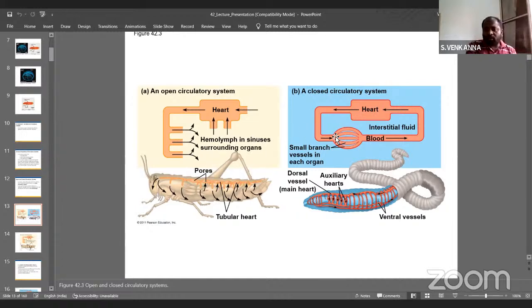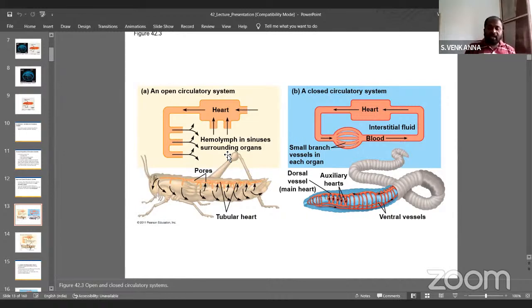This is a closed circulatory system. The heart and blood, interstitial fluids, and small branches of vessels reach each organ. There is a group of vessels surrounding these areas, called the dorsal vessel as the main heart, and accessory hearts, which are sub hearts. So here is the open circulation system, which is primarily found in invertebrates.